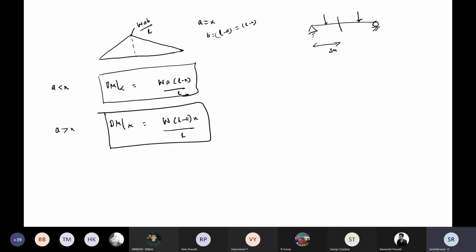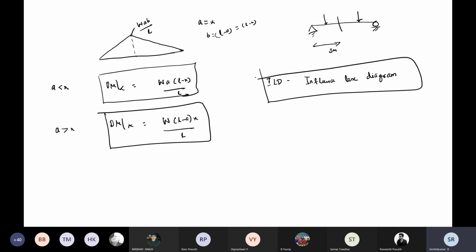To make a simplification, why do we have to calculate everything each and every time? To find the values simply, we have one more application, called ILD, influence line diagram. Instead of finding the bending moment and shear force by changing the position of the load, if I know the influence line diagram, I can easily find out the bending moment and shear force. What is an influence line diagram? That we will see here.